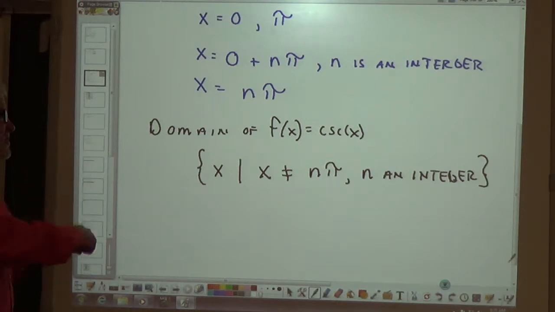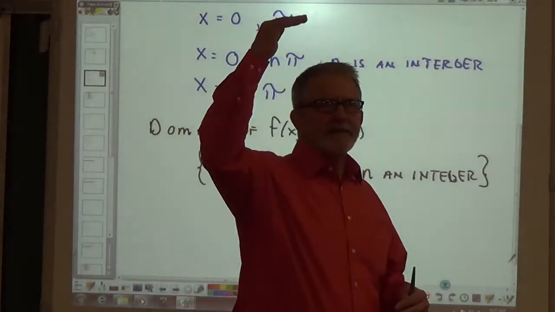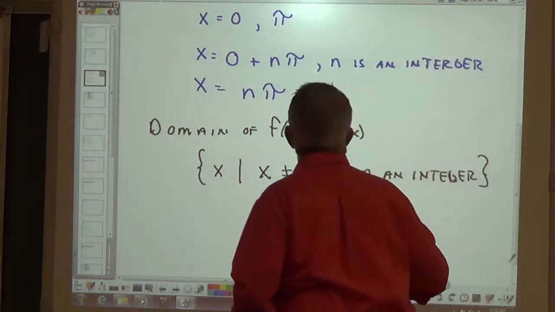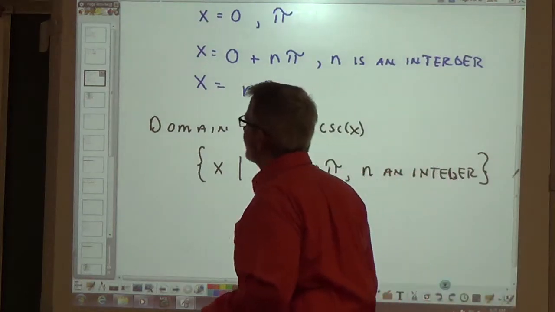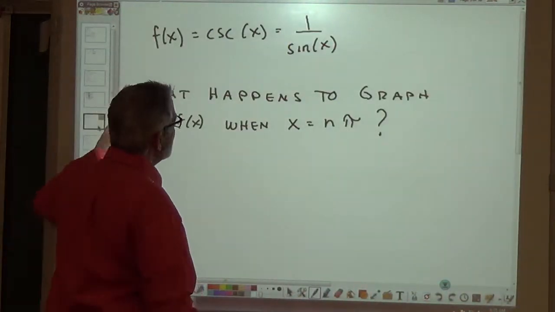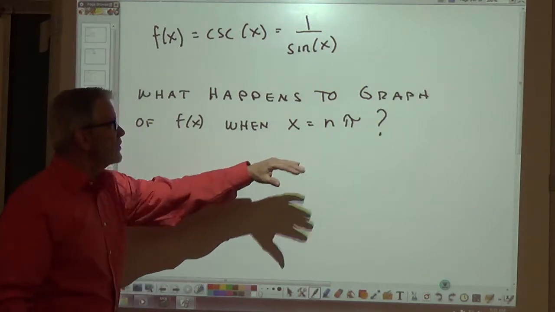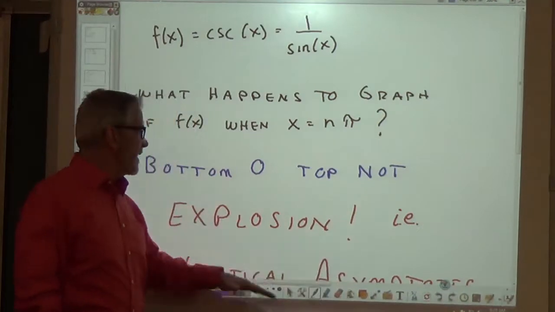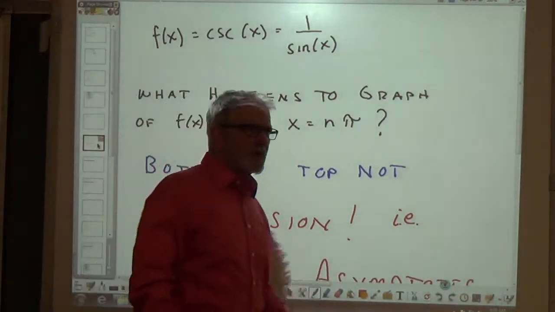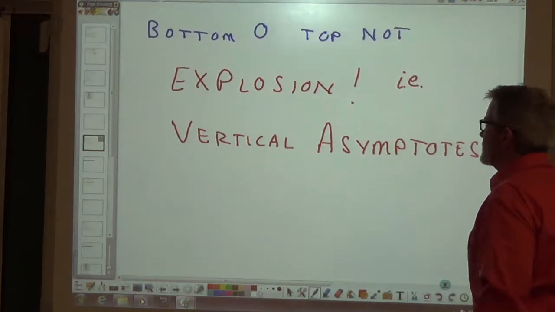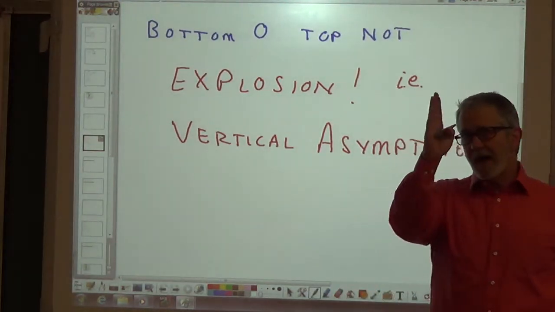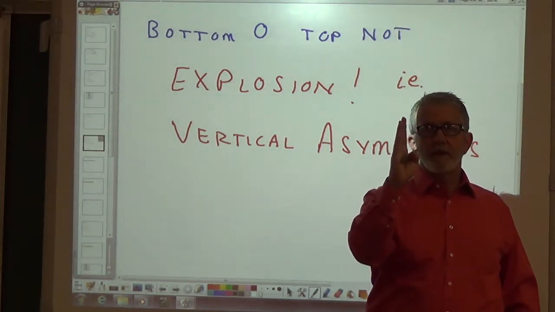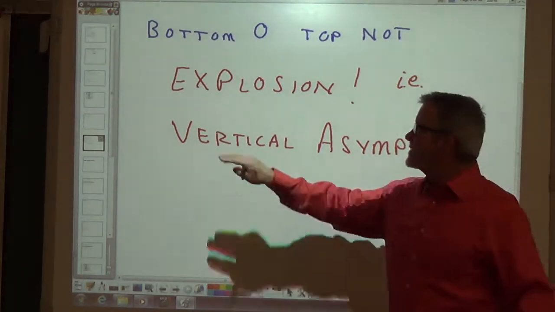Think about our discussion on quotient functions. If the bottom is 0 and the top is not, what do you have? You're darn right. What happens to the graph there? The bottom is 0, the top is not, so we have those explosions, those vertical asymptotes. That's what's going to happen. You have those asymptotes wherever there's any multiple of pi. You're going to have some explosions there.